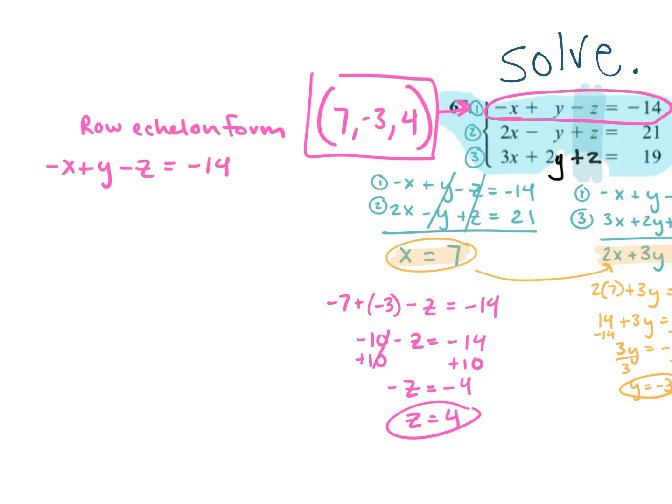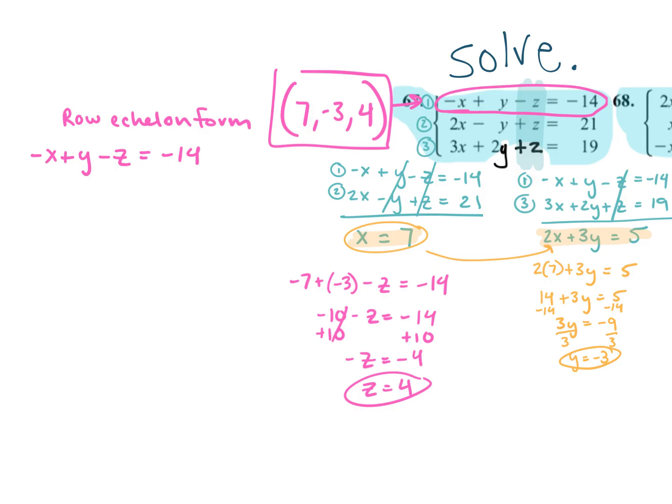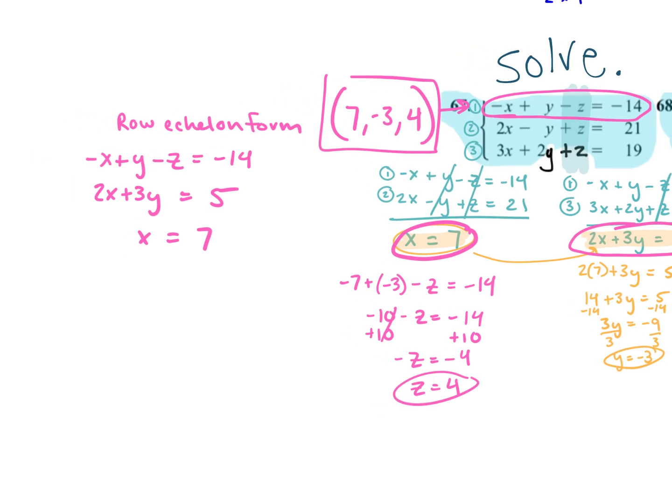Do we have an equation with 2 variables? Where? 2x plus 3y equals 5. Perfect. So 2x plus 3y equals 5. And then do we have an equation with 1 variable? Where? X equals 7. So this would be our row echelon form. We need an equation with 3 variables, 2 variables, and 1 variable.